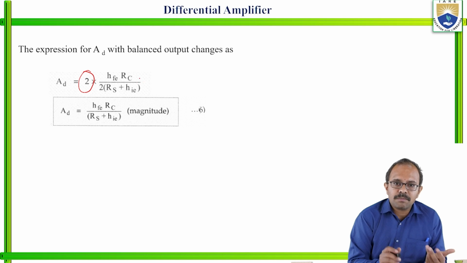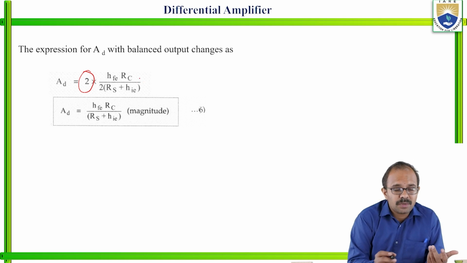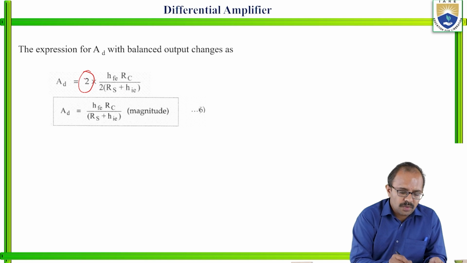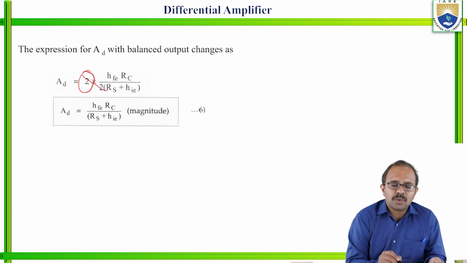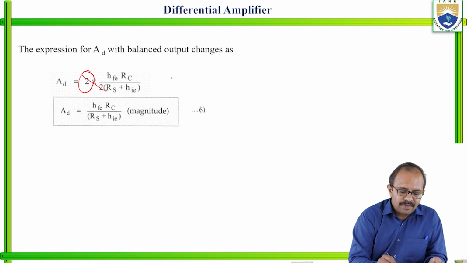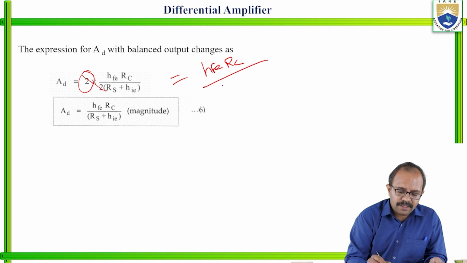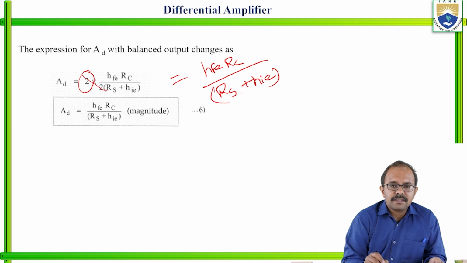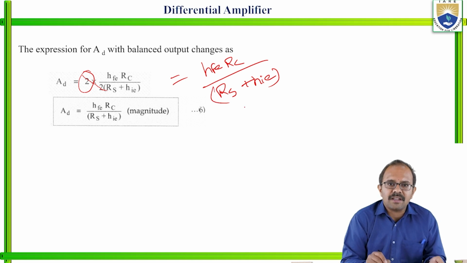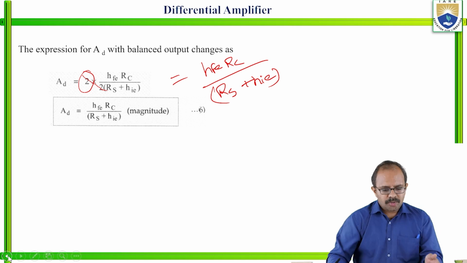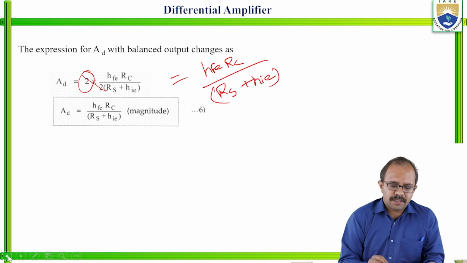For balanced, both the transistors will contribute some amount of gain. So it is going to become 2 into HFE into RC by 2 into RS plus HIE. So the 2 in the denominator and numerator will cancel each other, and we are left with HFE RC by RS plus HIE. So this is the differential gain of the differential amplifier.